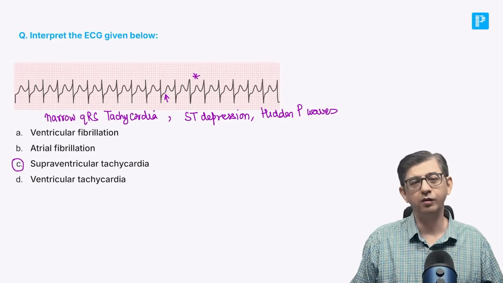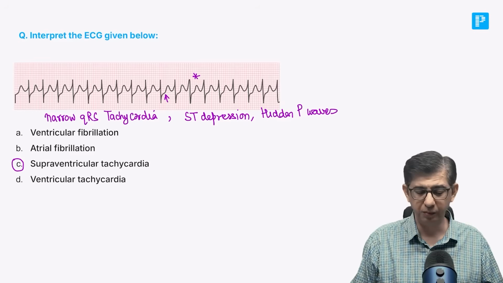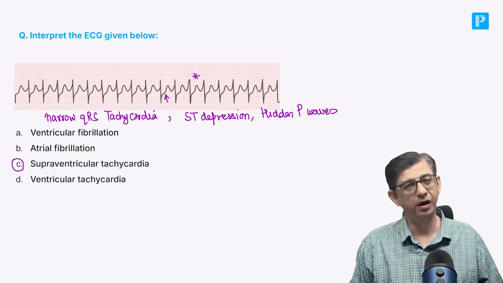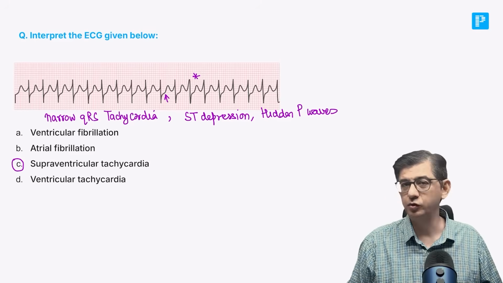Option number D will have broad QRS complexes. Ventricular fibrillation will have a twitching, and atrial fibrillation has an absent P wave, so they can be easily ruled out.